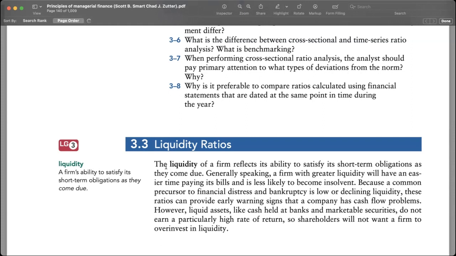Then number two, you have to know whether higher value of the ratio is better or lower value of the ratio is better. Okay, you have to know that. You have to understand that. You have to understand whether for a particular ratio, a higher value is better or lower value is better. If you know that, then you can compare over time and also compare with other company to conclude whether your company is performing better or worse.